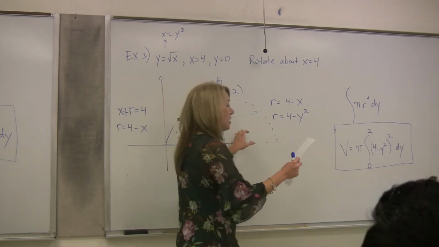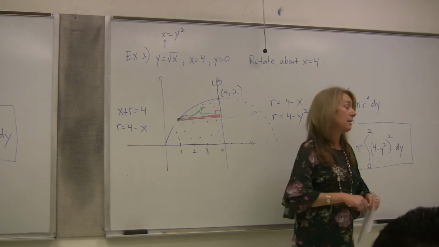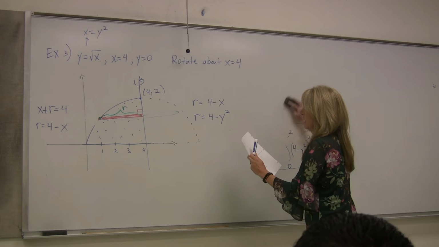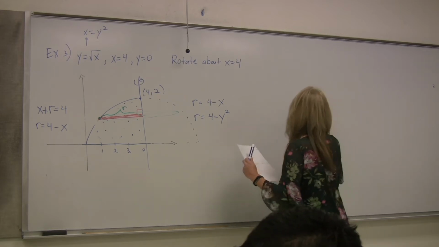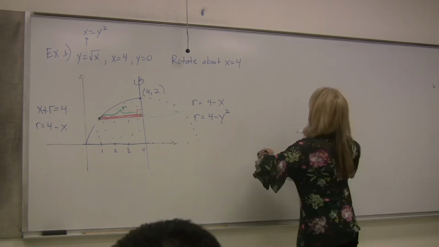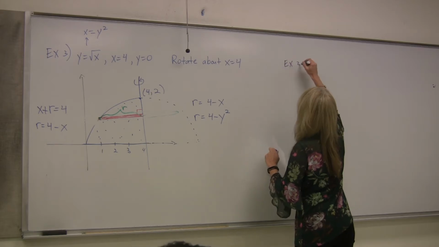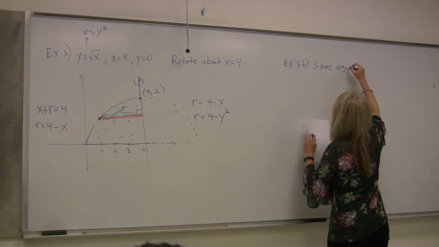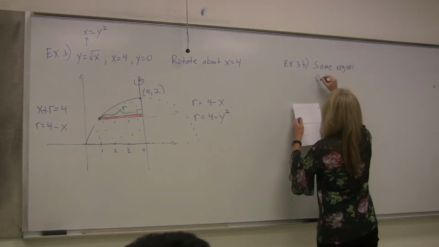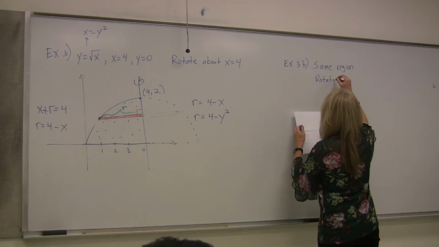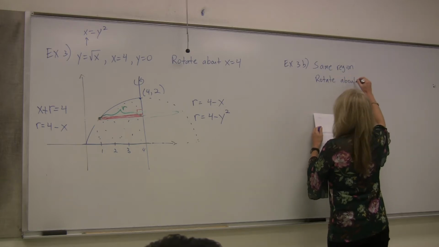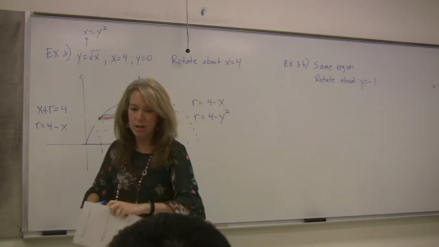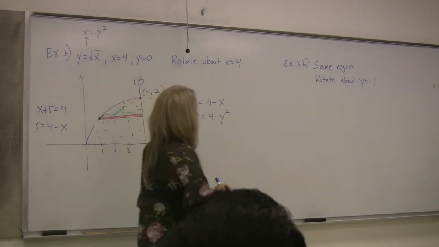It's the same region, rotated about a different line. So this is example 3b. Example 3b, same region, but now we're rotating about y equals -1. So I'm going to redraw the region and draw my -1 in there.